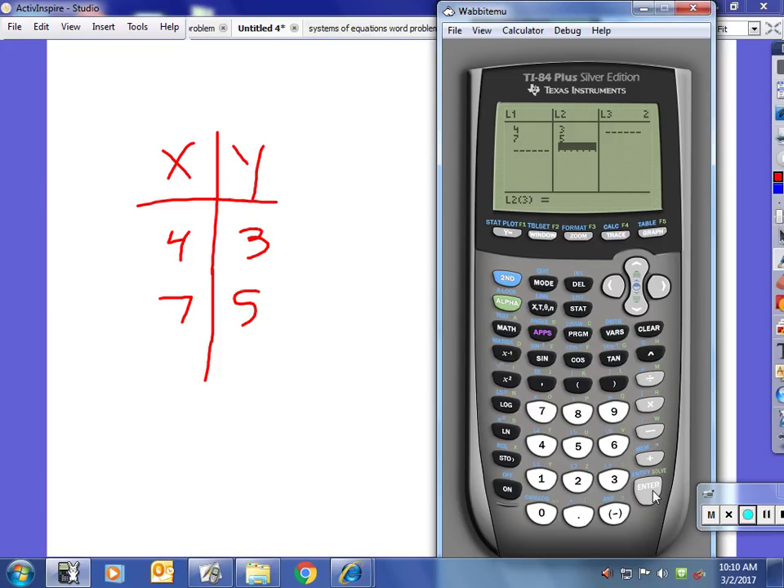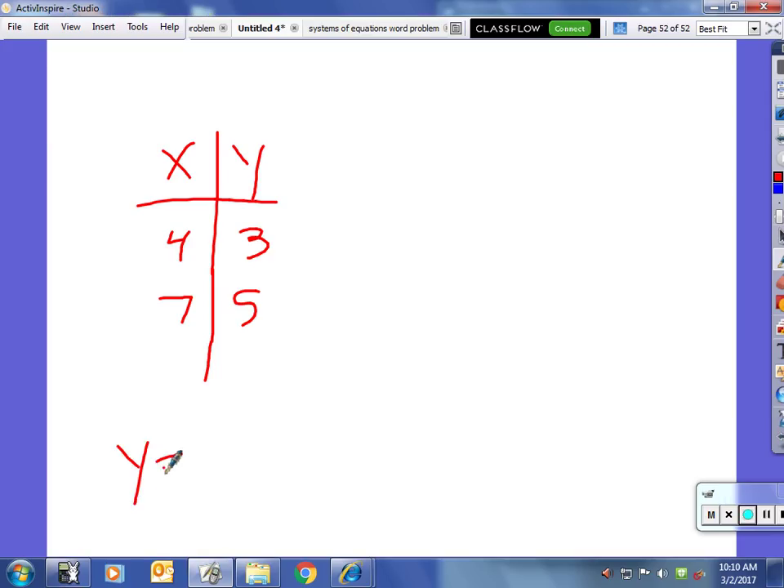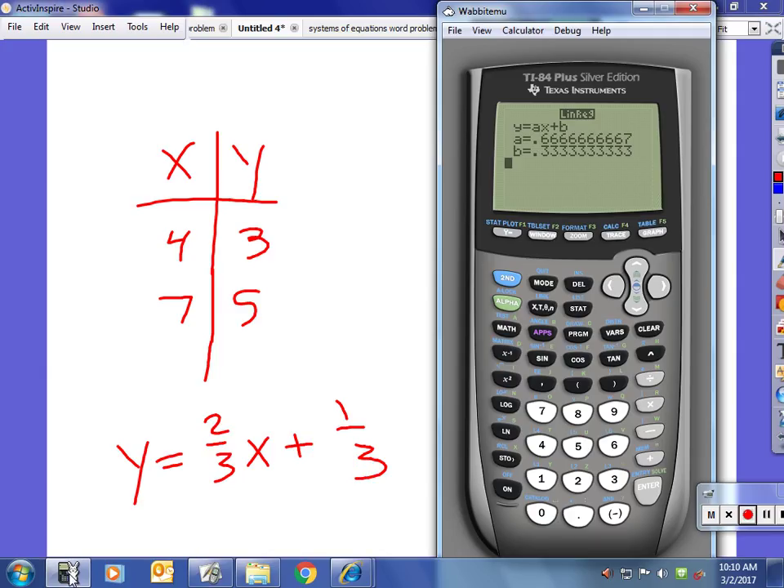First we put them in through stat edit, then we go right back to stat again, but this time we want to calculate. We're looking for the equation of a line, which is all the way down to number 4. Enter, enter, enter, enter. Unfortunately, it's decimals, but hopefully you recognize what those are. That would be y equals 2/3 x plus 1/3. And if you didn't recognize what those repeating decimals were, then you could just go to your regular screen, put in a whole bunch of 6s, and hit math, enter, enter, and it'll tell you it's 2/3.